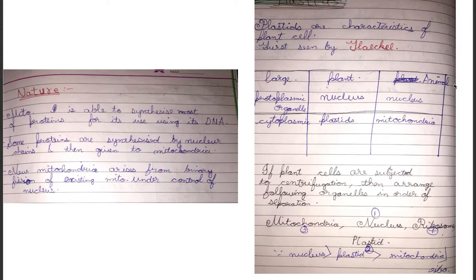Then plastids. Okay, this is some extra information. Plastids are large protoplasmic organelles, found in plants and not in animals.